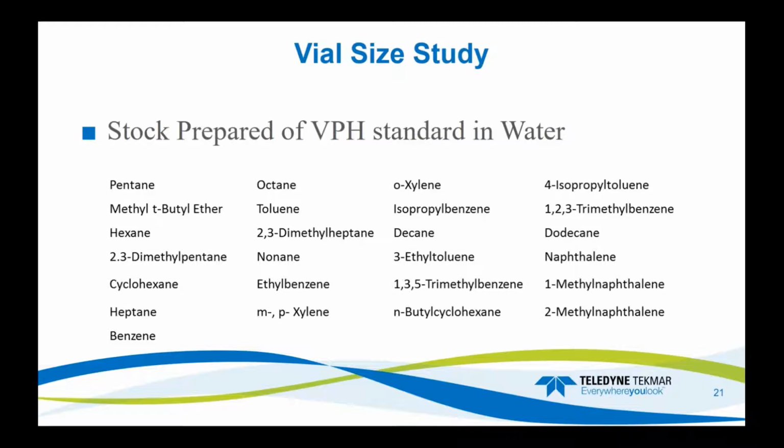So let's move on to the data itself. For the vial size study, we took a stock that was prepared of a VPH standard in water, and used that same concentration for all the different vials. The compounds that were in there, you can see listed here, anywhere from pentane to the methyl naphthalenes. We do have a few polar compounds in there, such as methyl tert butyl ether.